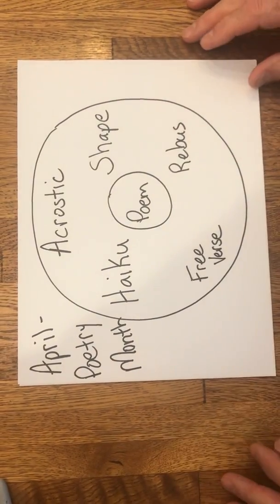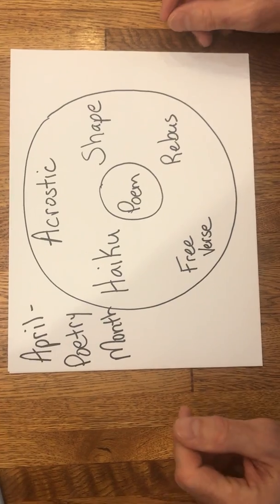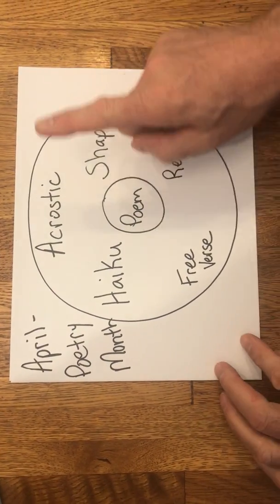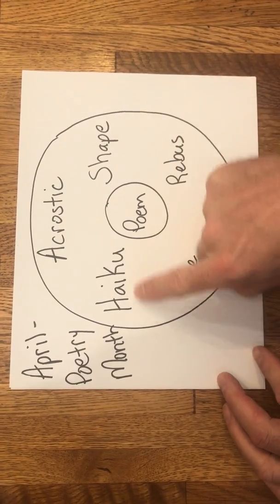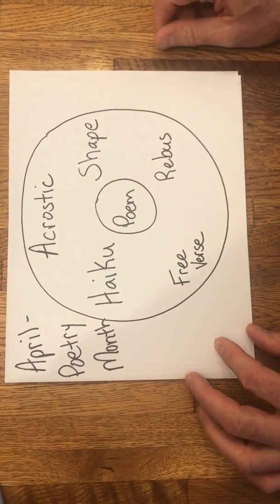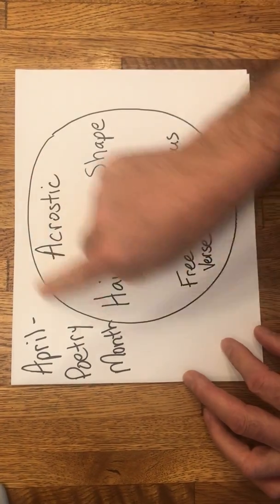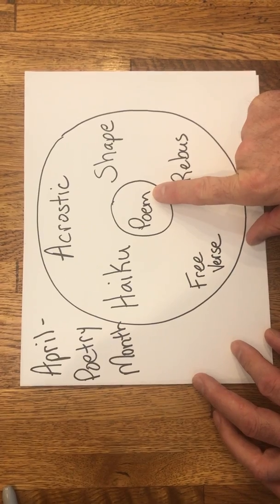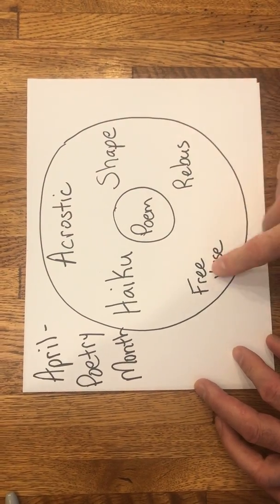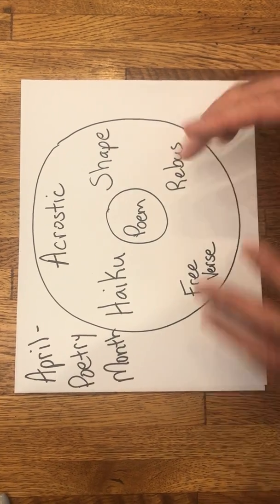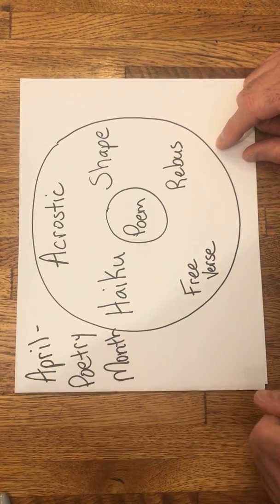Good morning. All right, so April is Poetry Month, and so we're still working on our poems. So far, we've worked on the acrostic poem, the haiku, and then today I want to talk about the shape poem. So remember, we made our circle thinking map. We put poem in the middle, and then we listed the 5 types of poems that we're going to work on. We're going to work on one each week, which will take us through the whole month of April.